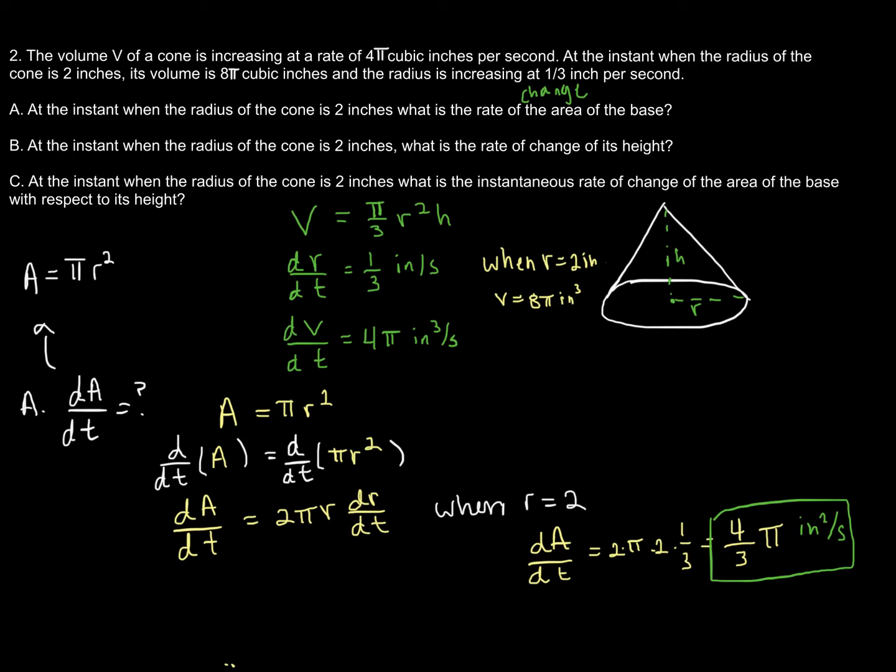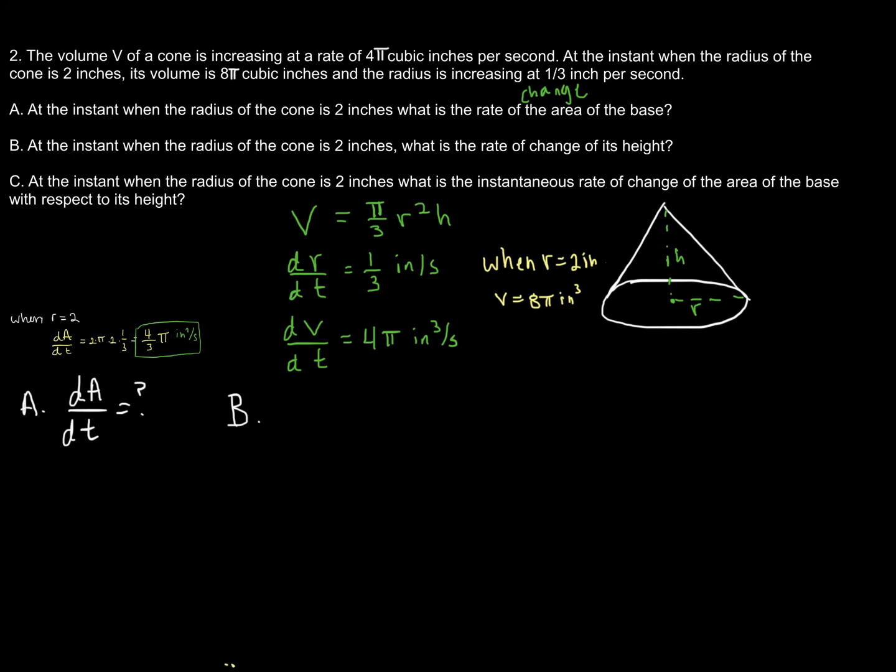All right, let's take a look at part B. For part B, I am looking at the same instant when the radius of the cone is 2 inches, and here I'm looking for the rate of change of the height. So here the rate that I seek is going to be dH/dt.